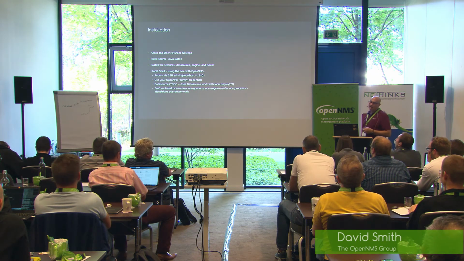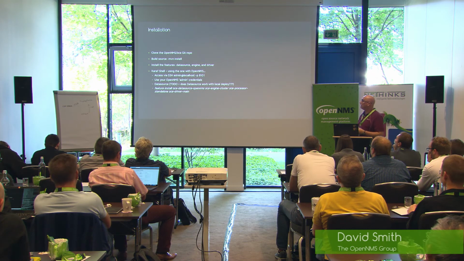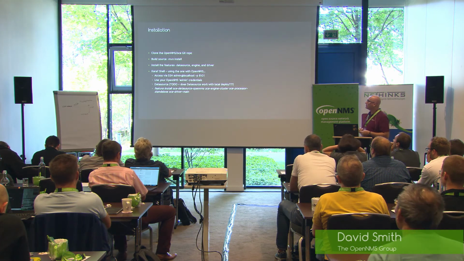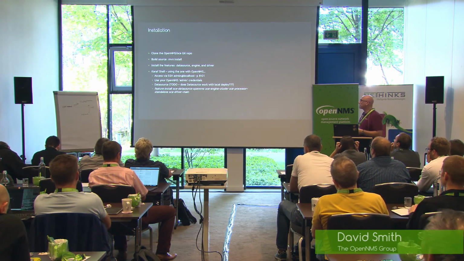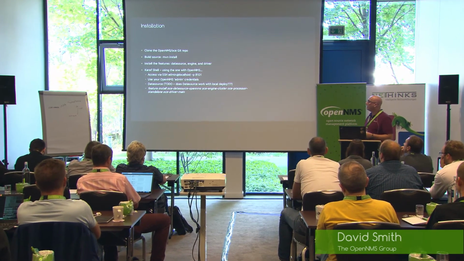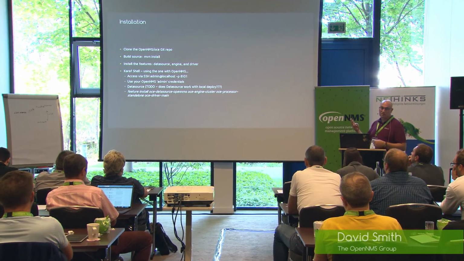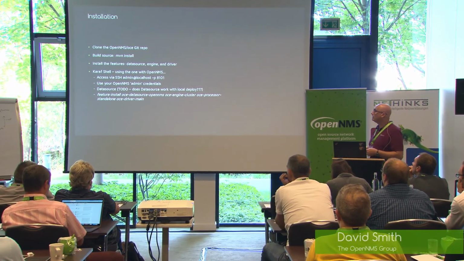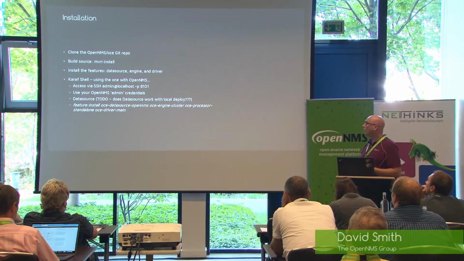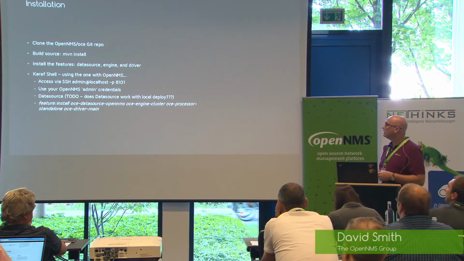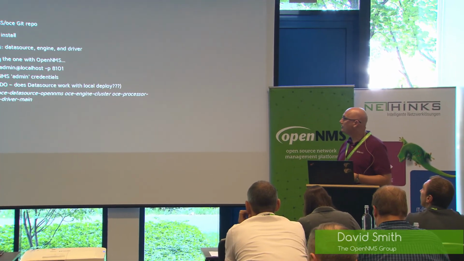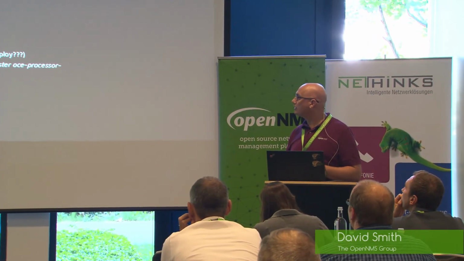So for the actual installation, if you want to build the correlation engine, it exists currently in its own OpenNMS repo. So clone that source, build it with Maven install, and then use the Karaf shell to install the features. Again, just those 3 features: data source, an engine, and a driver. And this is a little bit more canned version of a recipe to do this. And the answer is no, it doesn't work with a local deploy because we don't have Kafka deployed locally at this point in time. But otherwise, feature install will do that.